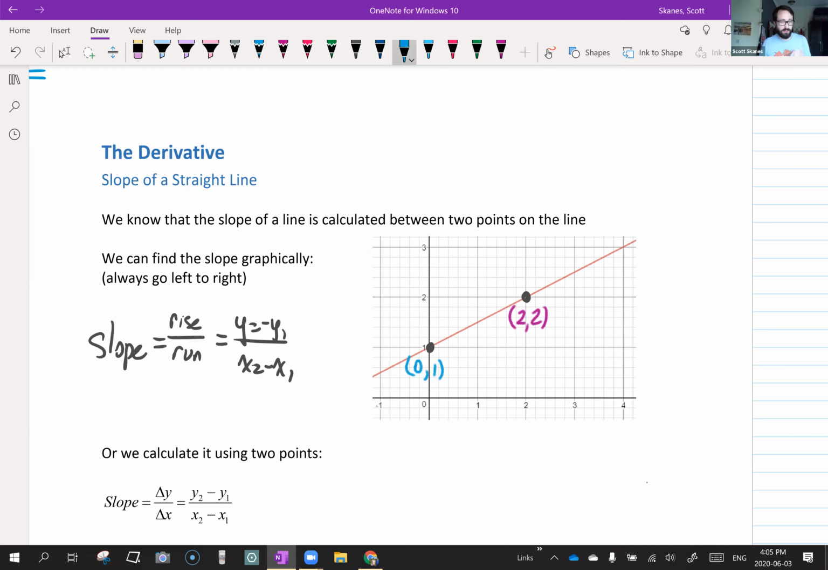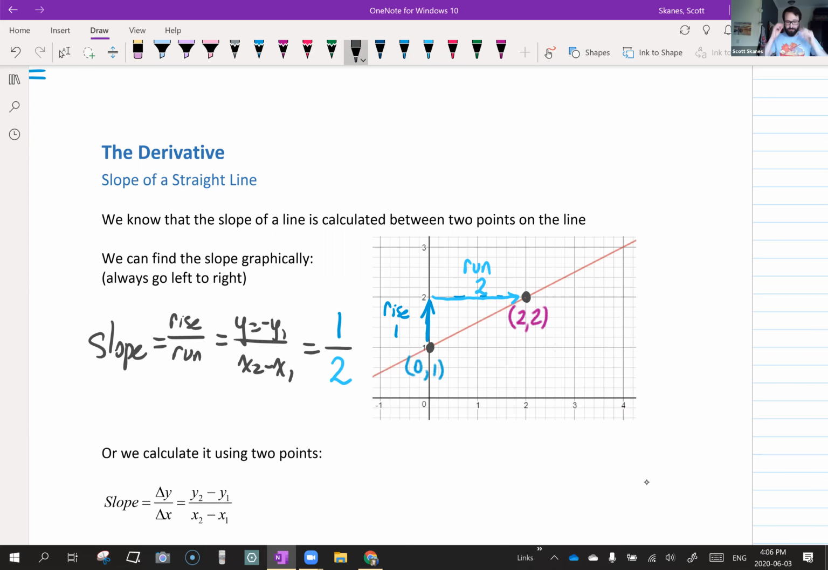Some students still don't understand what rise over run means. It means from the first point to the second point, how far have you gone up? Well, in this case, I've gone up by 1. And from the first point to the second point, left to right, how far have I gone to the right? In this case, I've moved by 2. 2 is my run, 1 is my rise. So no matter what way you slice it, you're going to get 1 over 2.